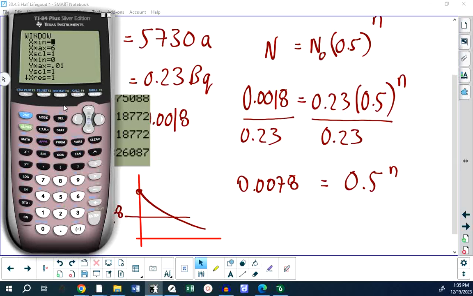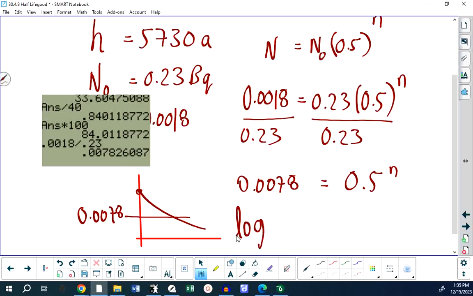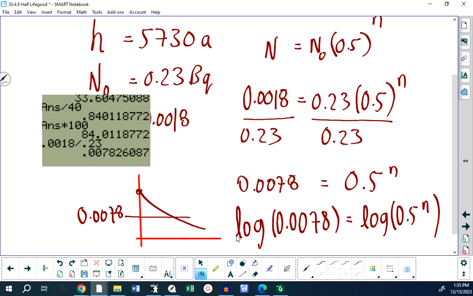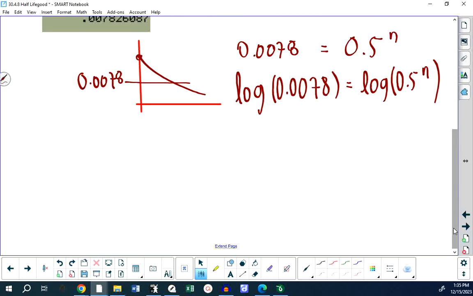Okay. And I'll come back to my graphing calculator in a second. Take the log of both sides, and if you haven't taken Math 30, just think of log as being some magical thing that makes nice things happen. Don't worry about what it is, because that's a whole unit. When you take the log of something like 0.5 to the n, it allows you to move that exponent out in front. So this becomes n log 0.5 equals log 0.0078.